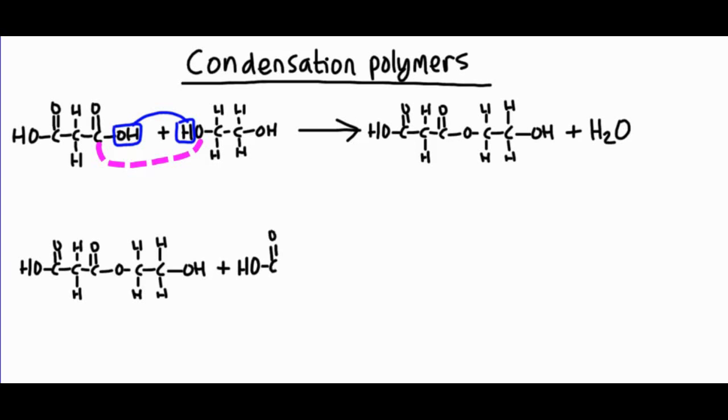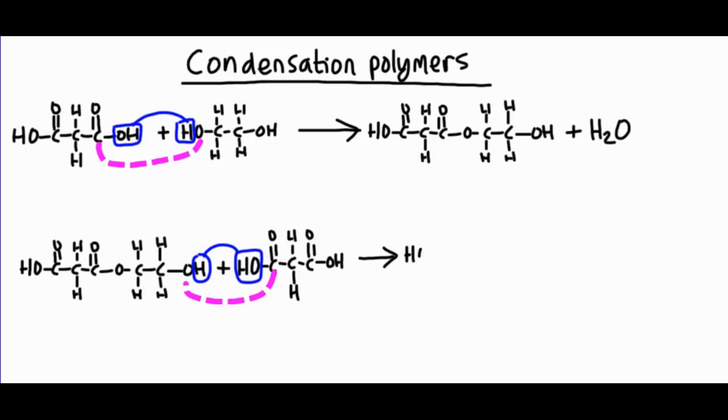Again, there's no reason that this shouldn't form another ester bond. We've got an alcohol group, an OH group, and a carboxylic acid group. So if the OH group of the carboxylic acid joins to the hydrogen of the alcohol, and that carbon joins to that oxygen, we'll form another ester bond. And our molecule will just be a bit longer.